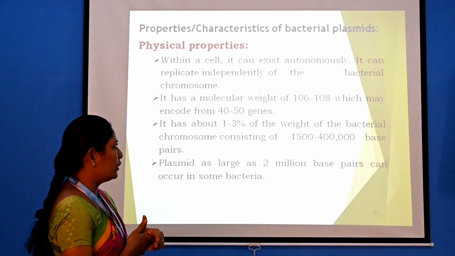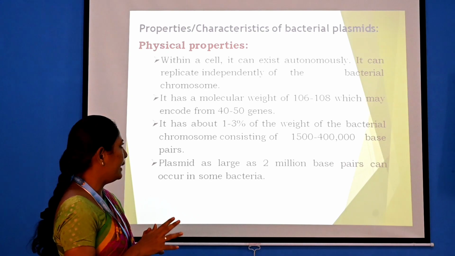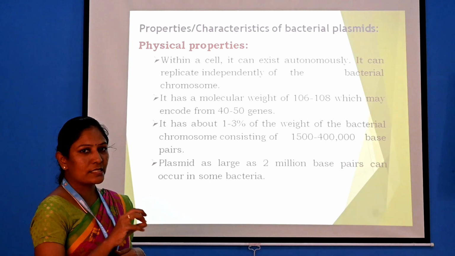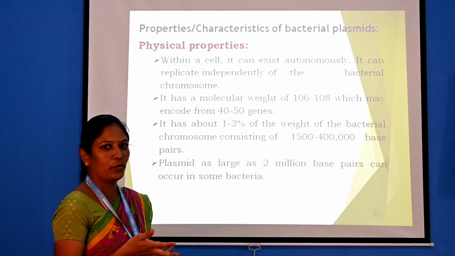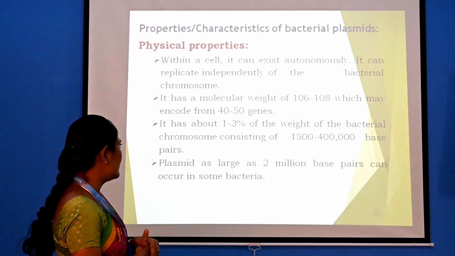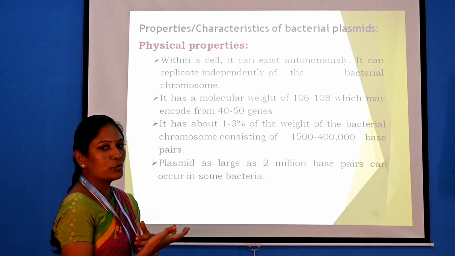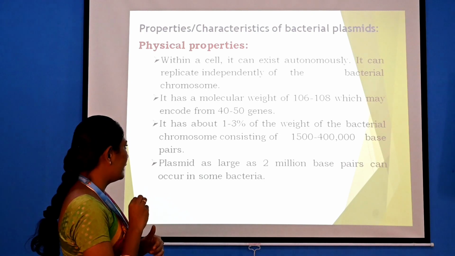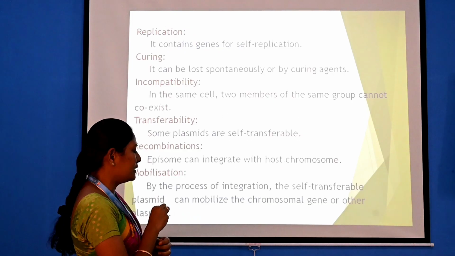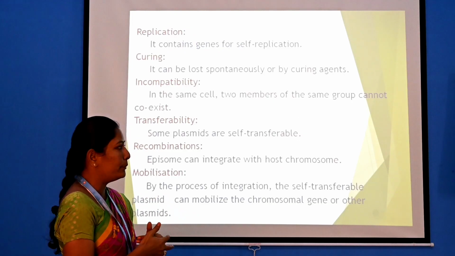Next, it has a molecular weight of 10^6 to 10^8, which may encode from 40 to 50 genes. These genes are essential for the plasmid function and replication process. The next one is that plasmids as large as 2 million base pairs can occur in a few bacteria only.